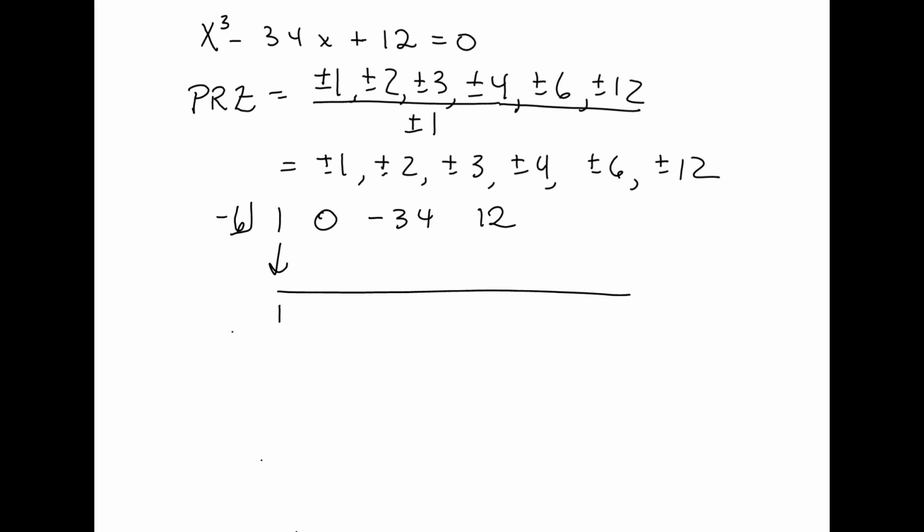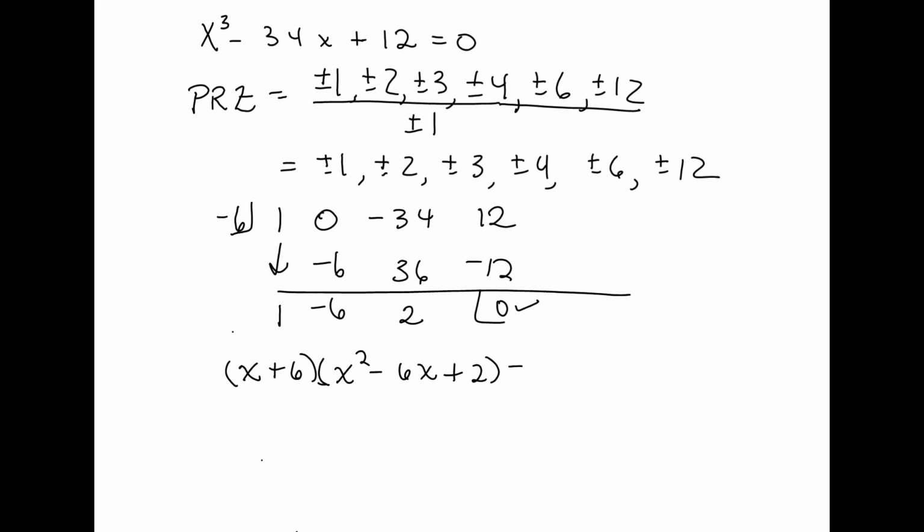So I go through my process, drop the 1, I get negative 6 and add. Negative 6 times negative 6 is positive 36 and I add. And negative 6 times 2 is negative 12 and I add and get a remainder of 0, which verifies for me that negative 6 is in fact a 0 of this polynomial equation, is in fact a solution to this equation. Because negative 6 is a 0, I can now factor to x plus 6 times, and then I find the coefficients of my quadratic factor here, 1x squared minus 6x plus 2 equals 0.